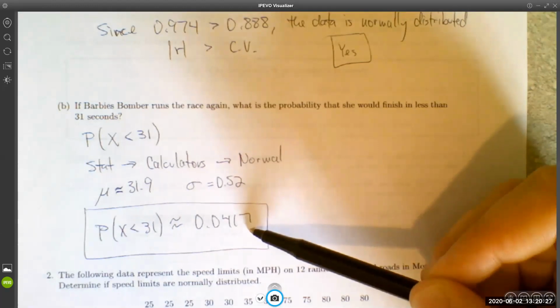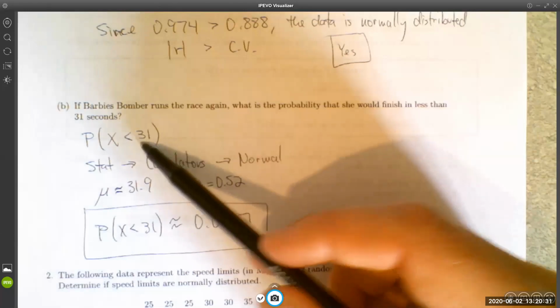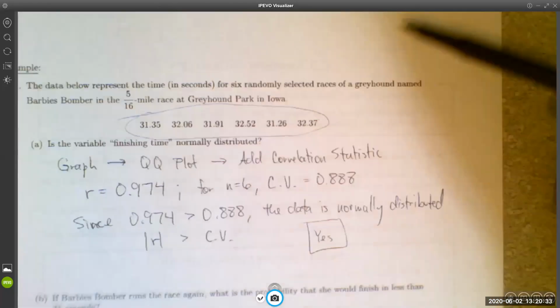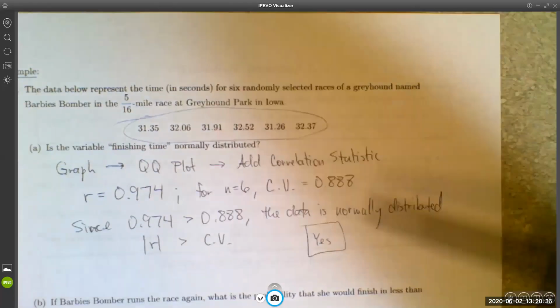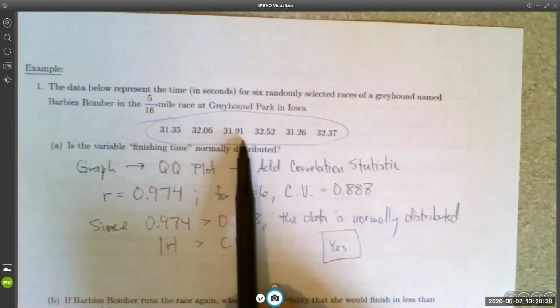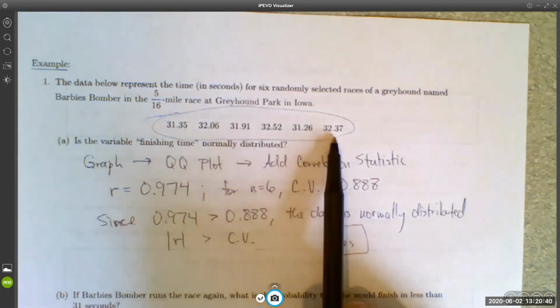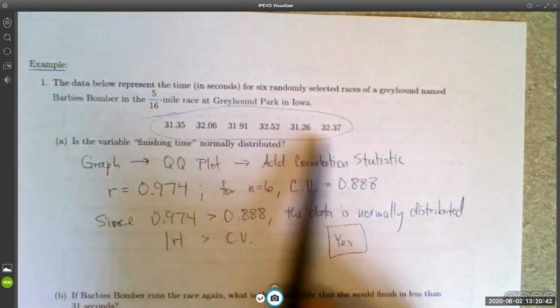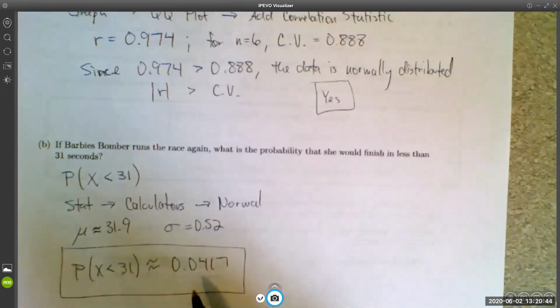Anything with less than a 5% chance of occurring is considered unusual. So it would be unusual for her to finish in less than 31 seconds. And that makes sense if you look at the data, right? In none of the 6 races that we randomly selected did she finish in less than 31 seconds. So yeah, it makes sense that we're getting an unusual result here.